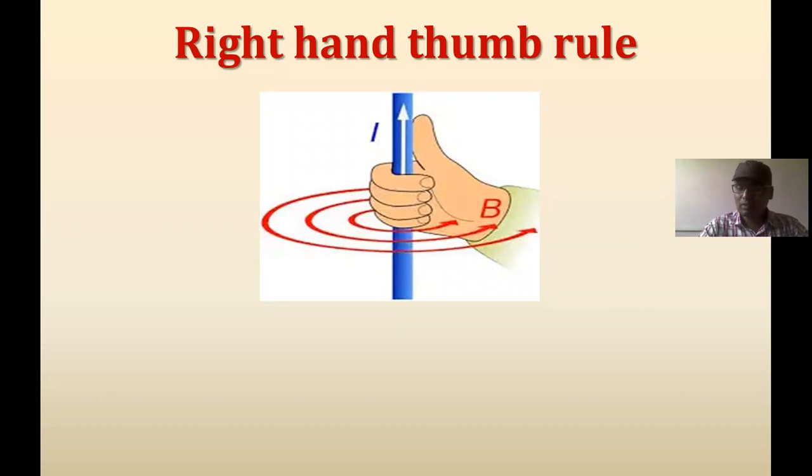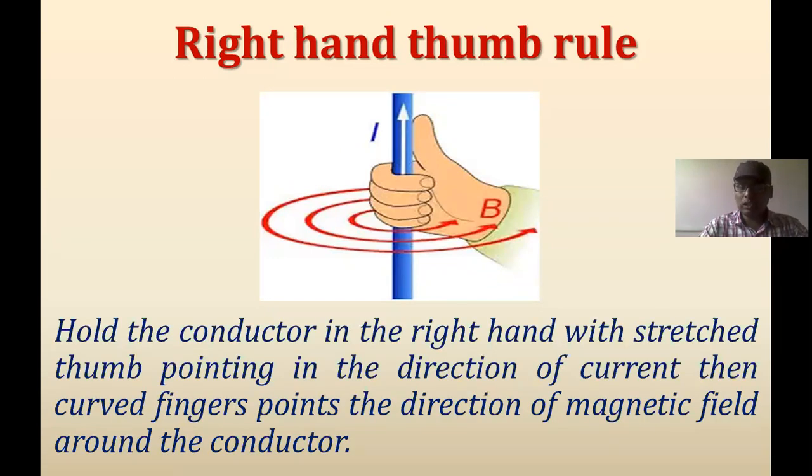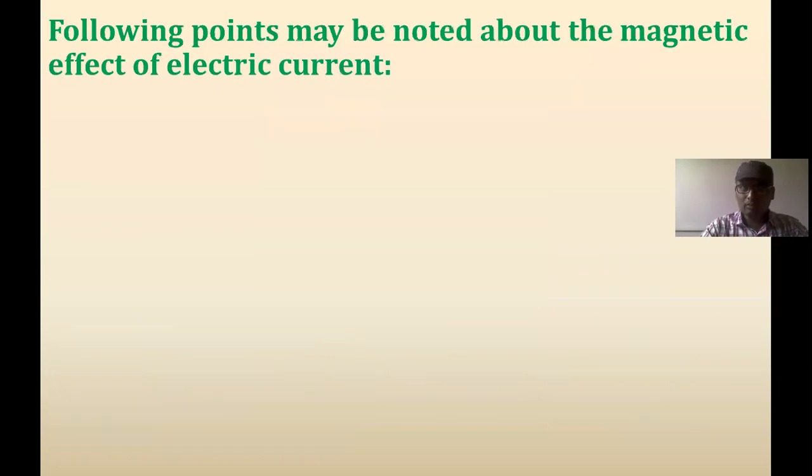Once again, I will repeat. Just try to read it. Hold the conductor in the right hand, or just assume that we are holding the conductor in the right hand with a stretched thumb pointing in the direction of the current. म्हणजे thumb काय करणार आहे? The current ची direction denote करणार आहे. That time, the direction of the curved fingers indicates the direction of the magnetic field around the conductor. And based on that, there are a few points you have to note down regarding the magnetic field.